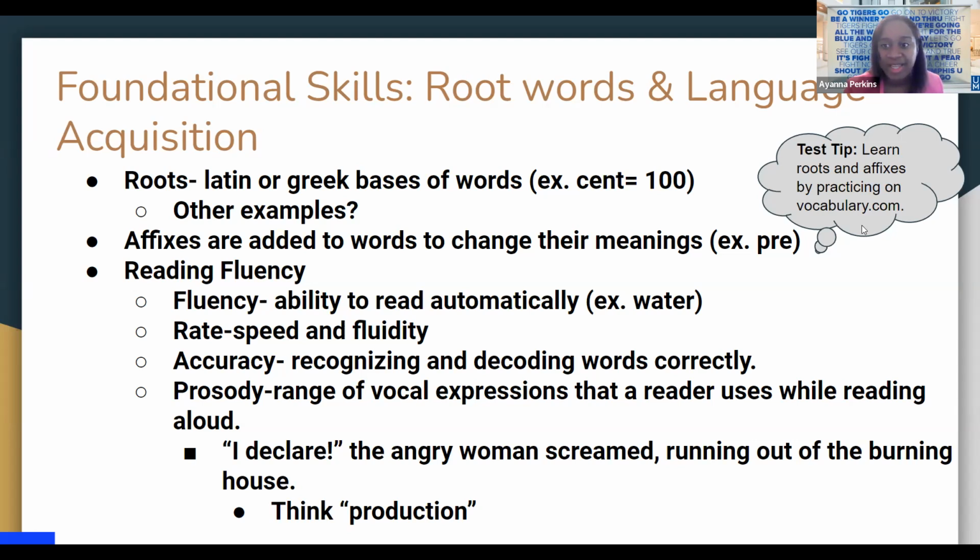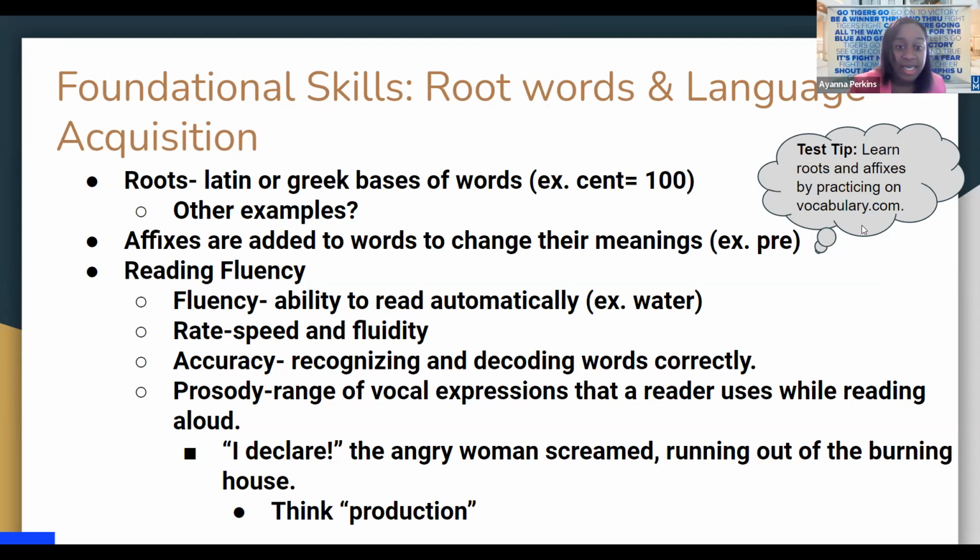The Praxis won't really ask you a lot about the actual prefixes and suffixes. They're more so asking about the concept. So as long as you understand the concept and how they will help students to unlock language as they're learning to read and write and speak, that's what you're looking for. When it comes to reading fluency, fluency is the ability to read automatically. That means you're going to have the correct rate, the ability to accurately say the words, and prosody, which is where you have the different range of vocal expressions.